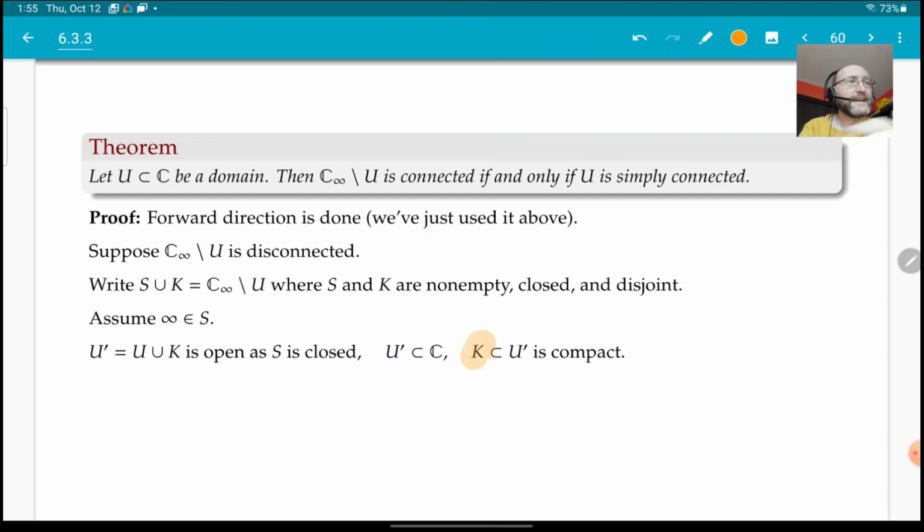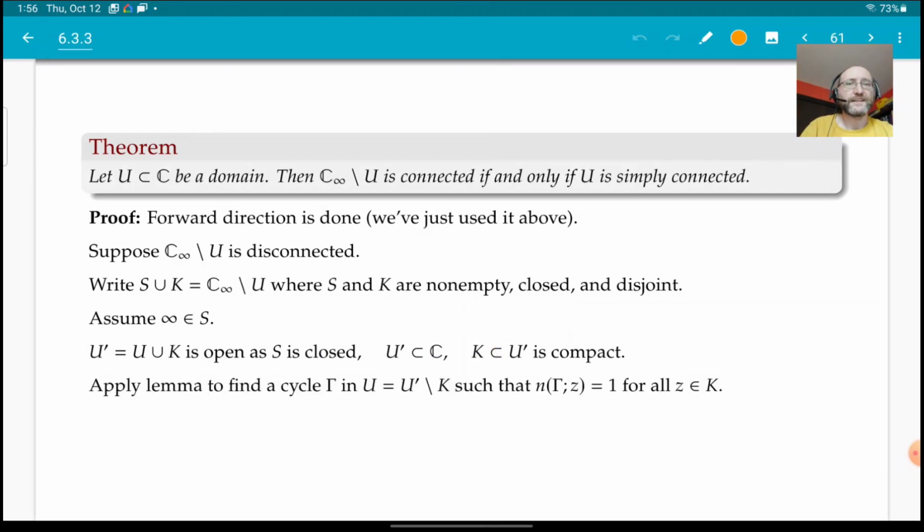And K is a compact subset. It's a closed subset of the Riemann sphere, so it's compact, and it's a subset of U prime. So we have a compact subset of U prime, and so we apply the lemma to find a gamma in U prime minus K, such that it goes around everything in K. It goes around K.